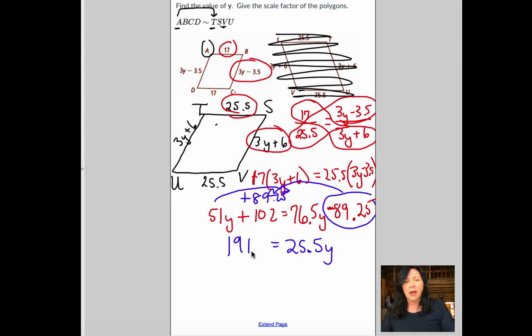191.25. So 191.25, and I just have to divide that by 25.5. And I get y equals 191.25 divided by 25.5, and I get 7.5. So y is equal to 7.5. This is a solution. So put that in a solution set, and we're done.